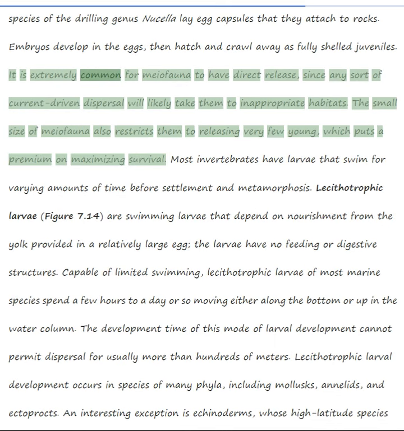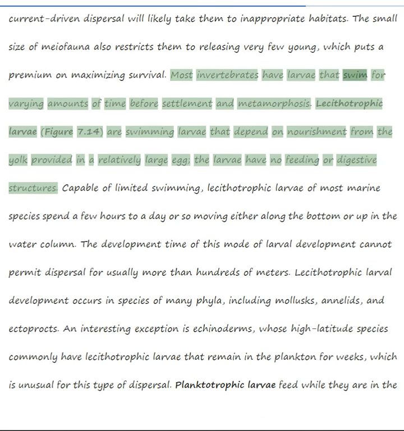It is extremely common for meiofauna to have direct release, since any sort of current-driven dispersal will likely take them to inappropriate habitats. The small size of meiofauna also restricts them to releasing very few young, which puts a premium on maximizing survival. Most invertebrates have larvae that swim for varying amounts of time before settlement and metamorphosis.